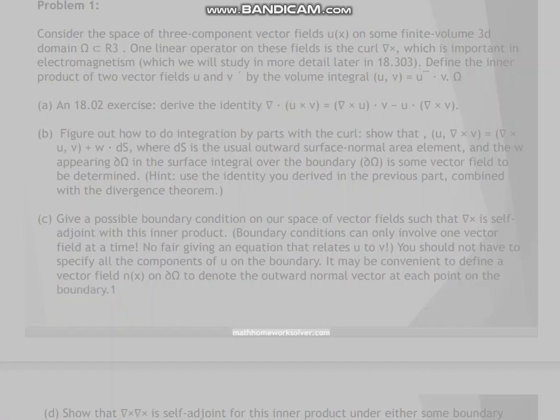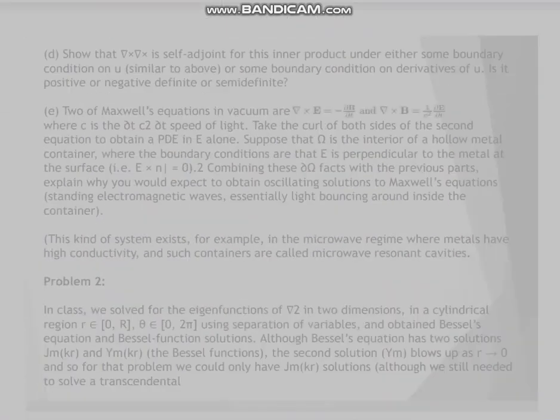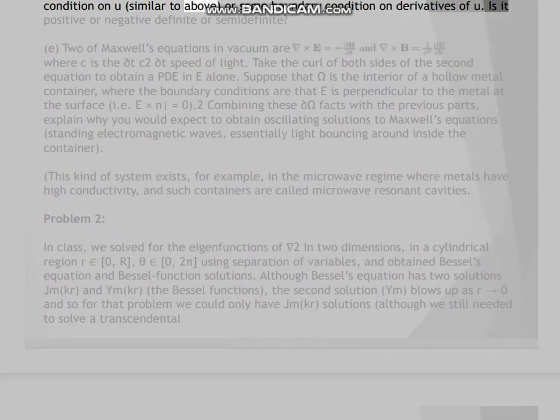D. Show that nabla × is self-adjoint for this inner product under either some boundary condition on U, similar to above, or some boundary condition on derivatives of U. Is it positive or negative definite or semi-definite?